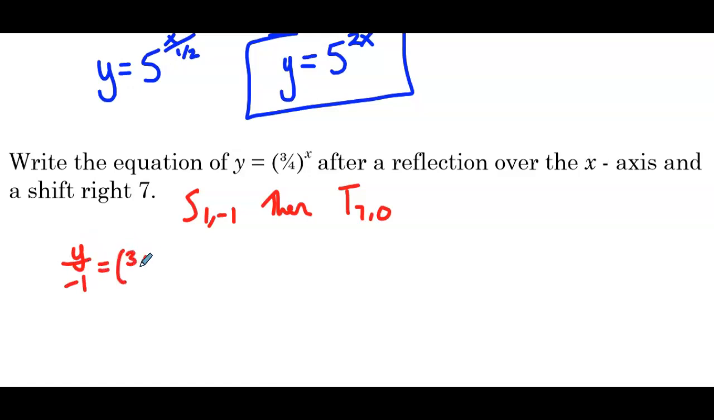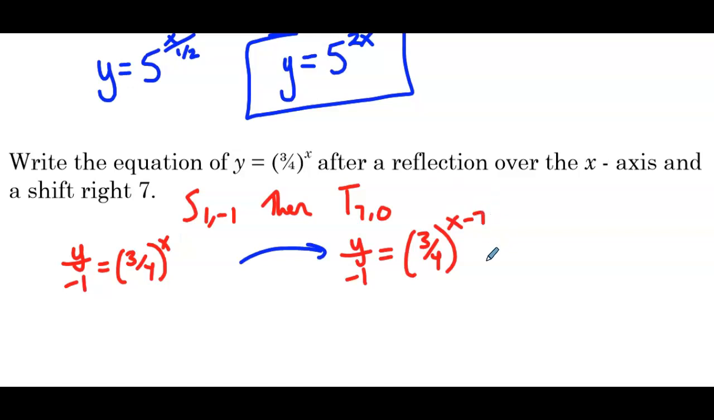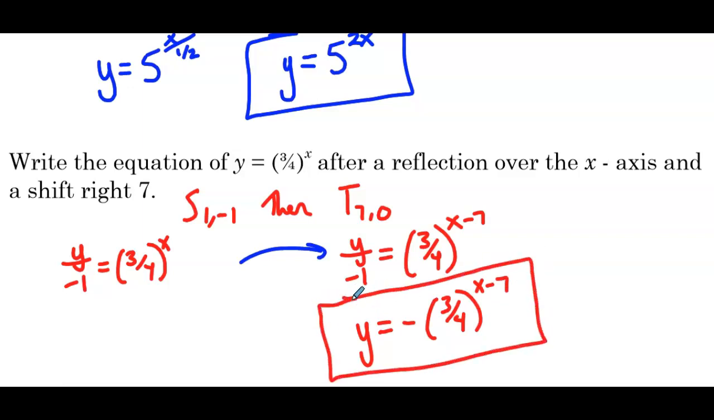And that's equal to 3/4 to the x. Then we're going to take that and follow it up with this translation. So y over -1 equals 3/4 to the x. So if we're adding 7 to x, we're going to subtract 7 in the equation. And remember, x is up in the exponent. So our exponent now becomes x minus 7. And in y equals form, we have y equals -1 times 3/4 to the x minus 7. And there we have our equation after a reflection over the x-axis and a shift right 7.